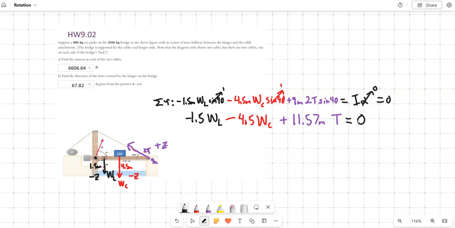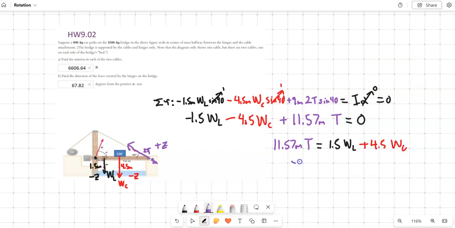So you'll then just put in your values for this stuff over here, and bring it onto the other side. So 11.57 meters times T, that's going to be equal to, I'm going to add this to both sides, 1.5 times whatever weight of your bridge, plus 4.5 times whatever weight of your car.